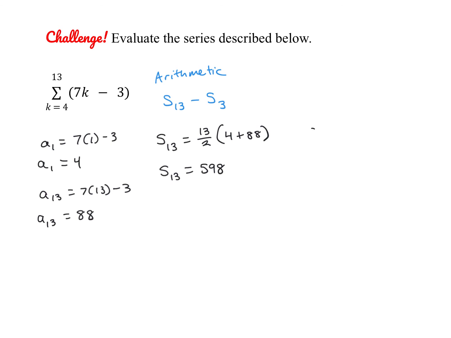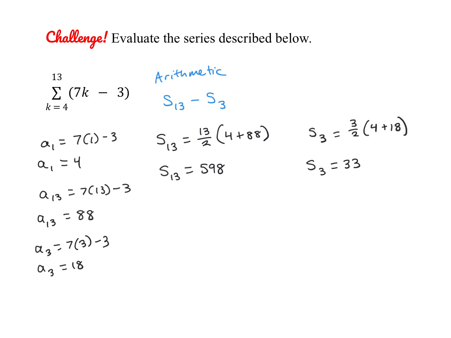And then we need to find the sum of the first 3 terms, which is the part of the sum that we don't want, so we can subtract it away. So we do need to find the third term, so 18. So it's going to be 3 over 2 times 4 plus 18. So the sum of the first 3 terms is going to be 33.